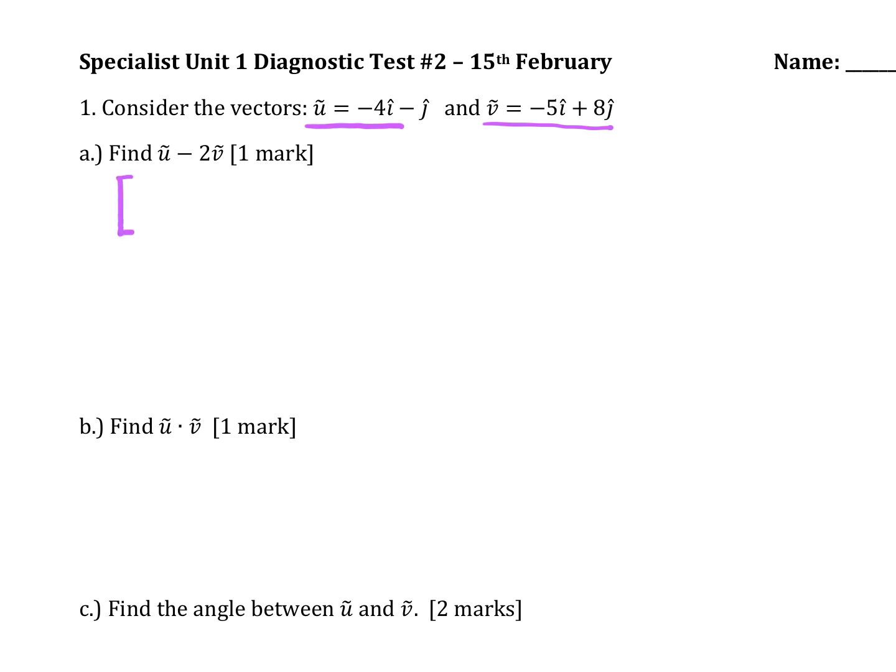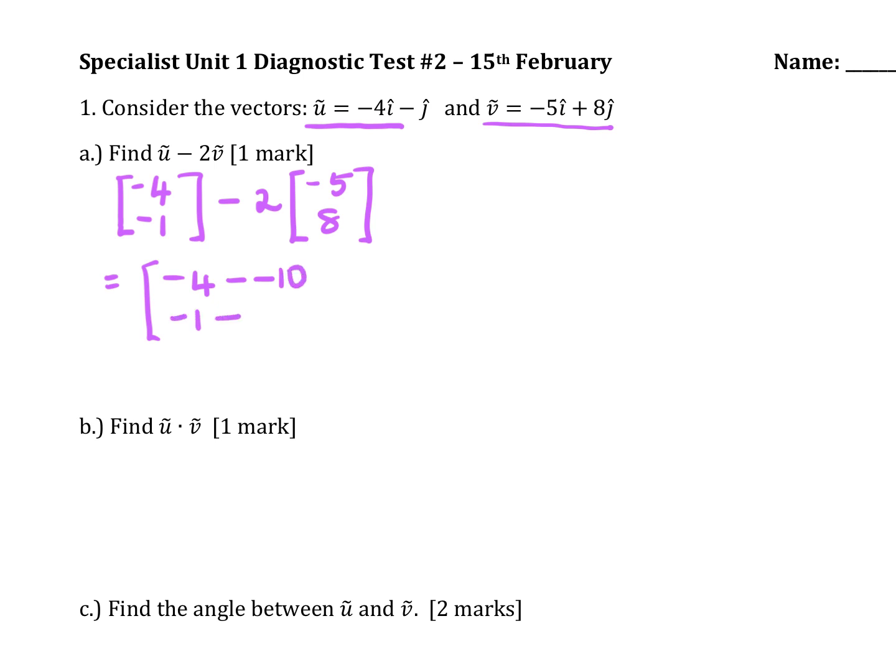Now most of you got it right, but a few didn't, and the ones who didn't get it right got it wrong because they didn't set out their work very sensibly. So I just write them in column notation, u minus 2 lots of v. And then what's that going to equal? So let's just see, minus 4 minus 2 times 5 is 10, and minus 1 minus, well, what is this one?